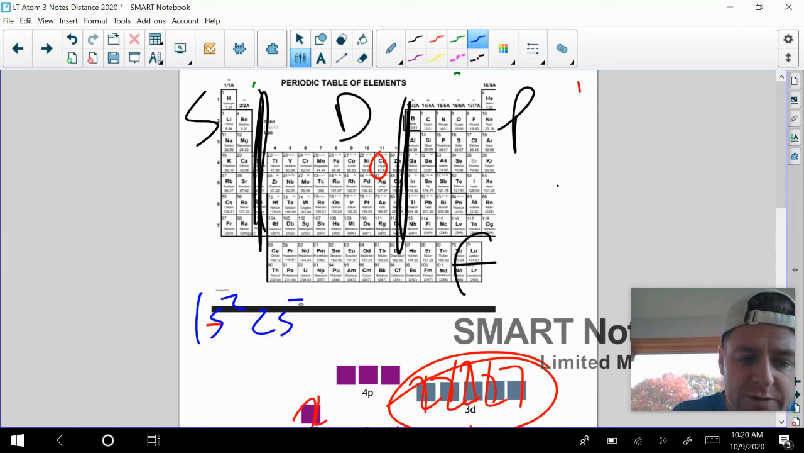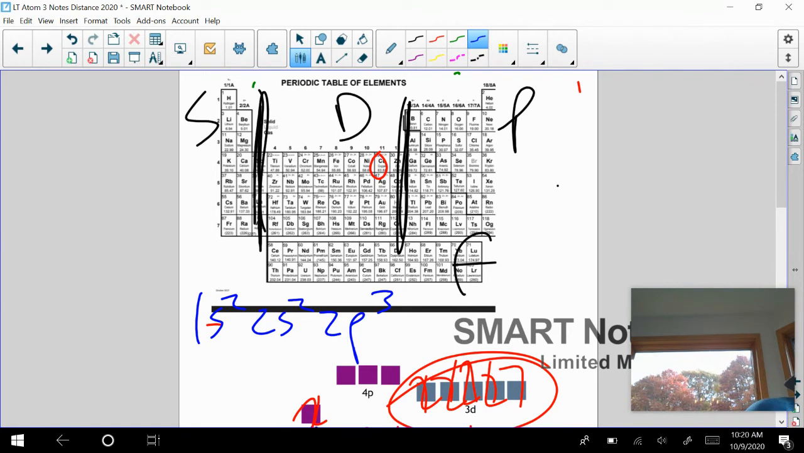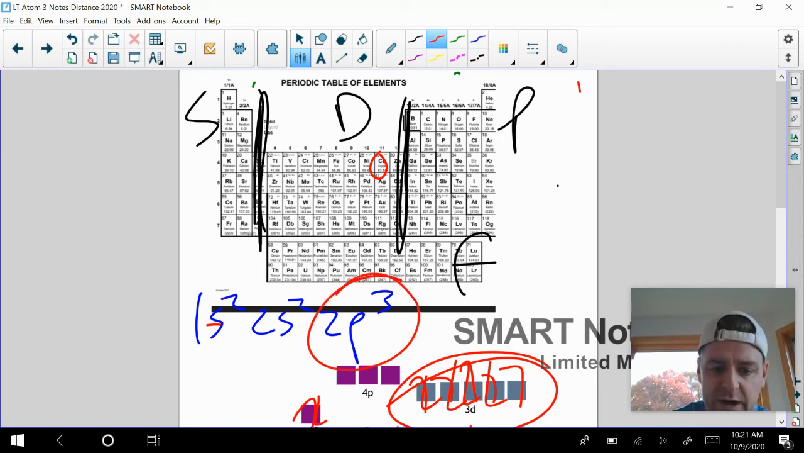1s2, 2s2, 2p3. What I need to know is this: let's look at the last electron. 2p. It's in the second row. It's in the P block, and it's 3 boxes in: 1, 2, 3. So that element is nitrogen. Let me do another one.